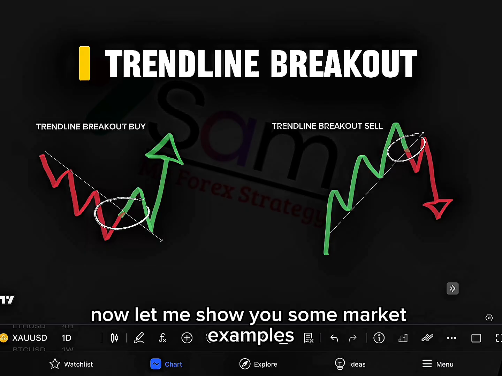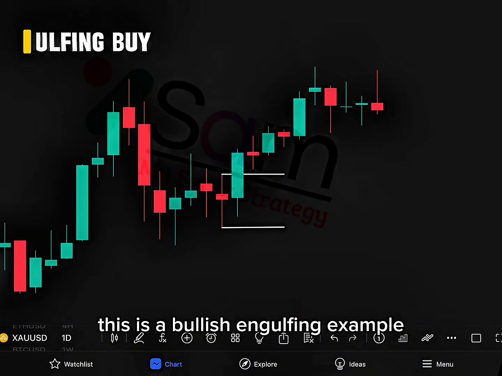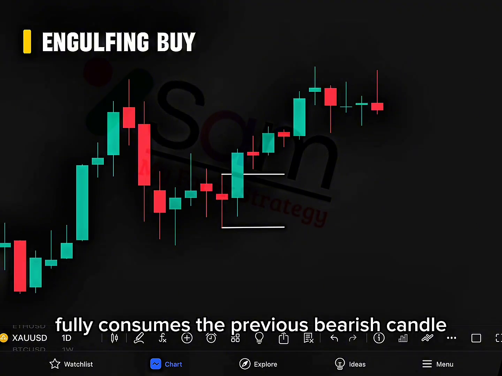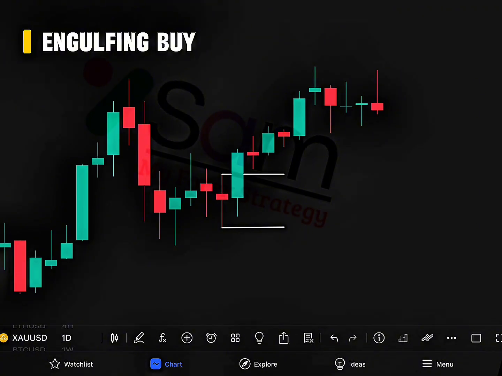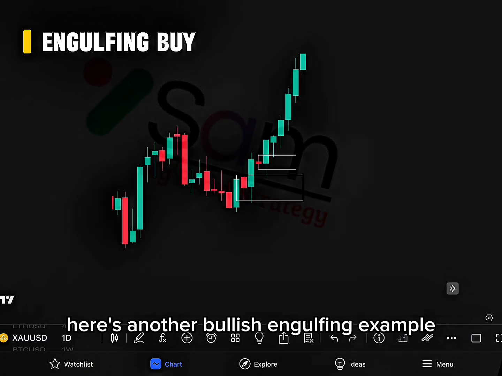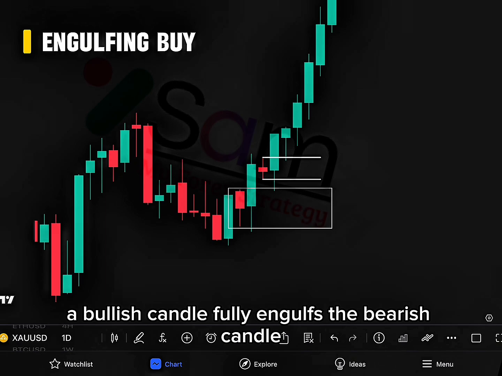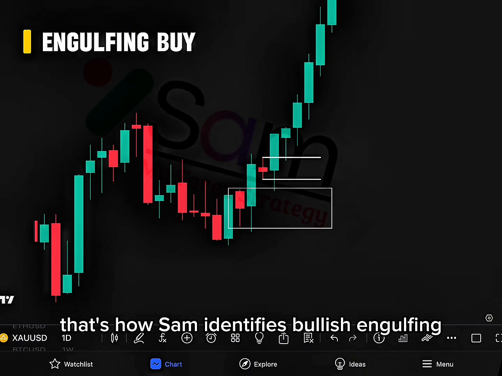Now let me show you some market examples. This is a bullish engulfing example. A bullish candle fully consumes the previous bearish candle. Very clear and easy to recognize. Here's another bullish engulfing example. Same concept. A bullish candle fully engulfs the bearish candle. That's how Sam identifies bullish engulfing.